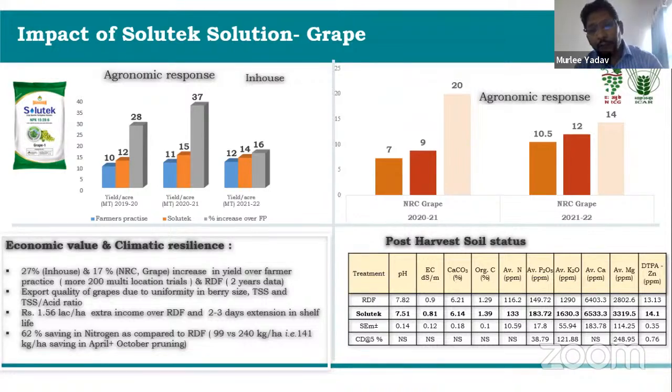And if you see the post-harvest soil status, in case of Solitech, the post-harvest soil status is more enriched in comparison to RDF, because as I said, all our grades are acidic, and pH, EC is almost zero. This product is reducing the calcium carbonate level, and all the nutrients are enriched in comparison to RDF.